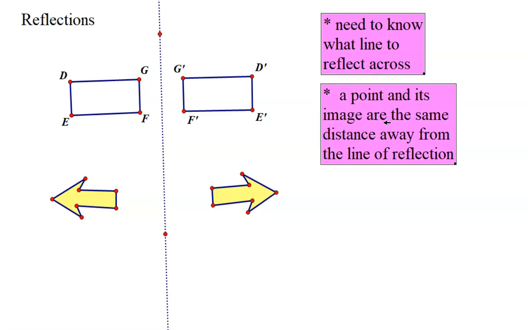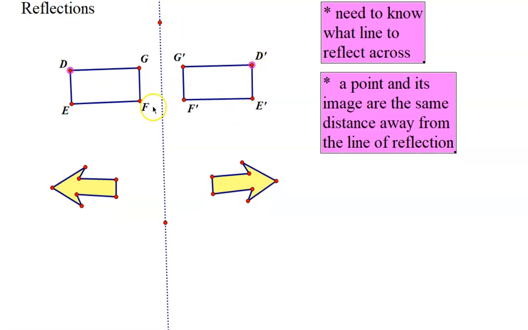The second thing I need to know is that every point and its image, in other words, where it goes, are going to be the same distance away from the line of reflection, like D and D prime are the same distance away from the line of reflection. They're farther away, so it's going to stay farther away. F is close to the line of reflection, so F prime is also going to be close to the line of reflection.